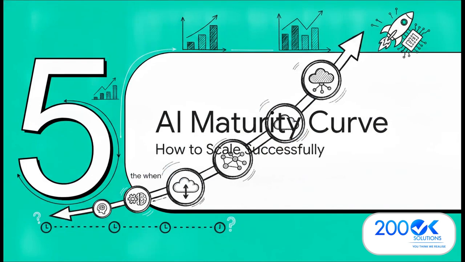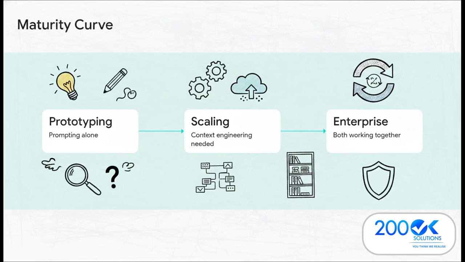Finally, Section 5, the AI maturity curve and how to scale this successfully. So we've talked about the what and the how, but let's talk about the when. How do these concepts actually build on each other as a business scales its digital product strategy? Look, this isn't an either-or situation. It's an evolution. In step 1, the early prototyping stage, using just prompt engineering is totally fine. You're just testing what's possible, moving fast.